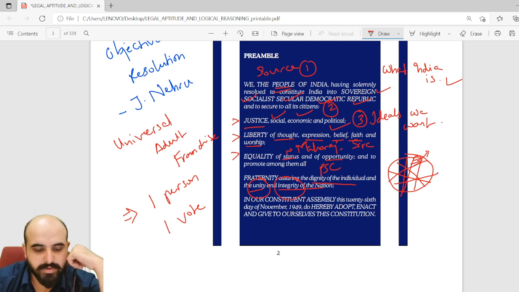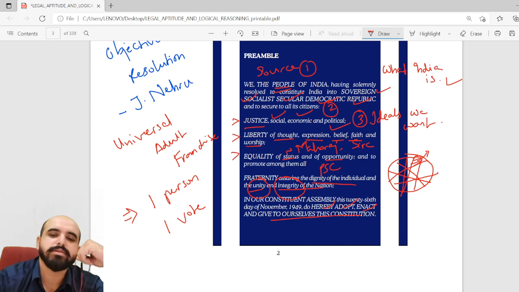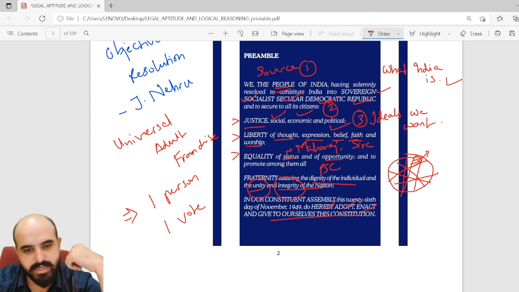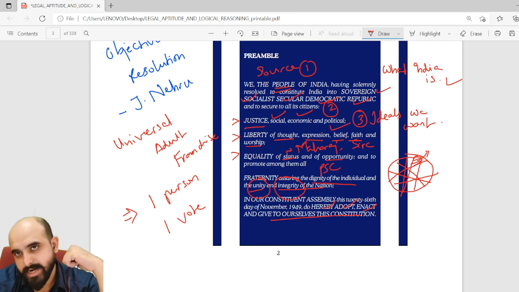In this Constituent Assembly, we, this 26th day of November 1949, do hereby adopt, enact and give to ourselves this constitution. So we have given this constitution to ourselves. So I basically dissected the preamble for you.